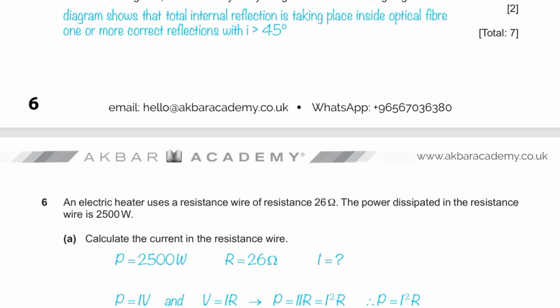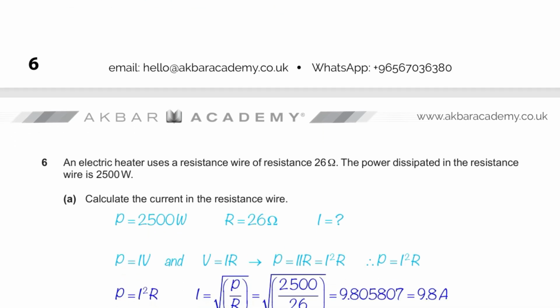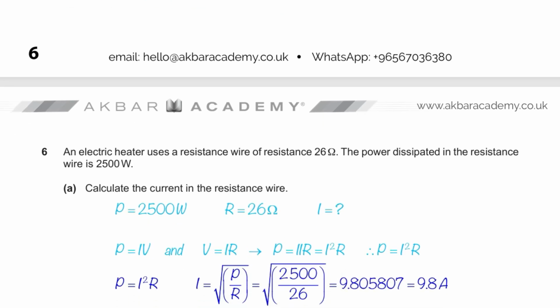Step 2. Rearrange the formula to make current the subject. We now need to make I the subject of the formula. We start from P equals I squared multiplied by R. To isolate I, we divide both sides by R, which gives P divided by R equals I squared. Then we take the square root of both sides. Current equals the square root of power divided by resistance. So now we can plug in the actual values.